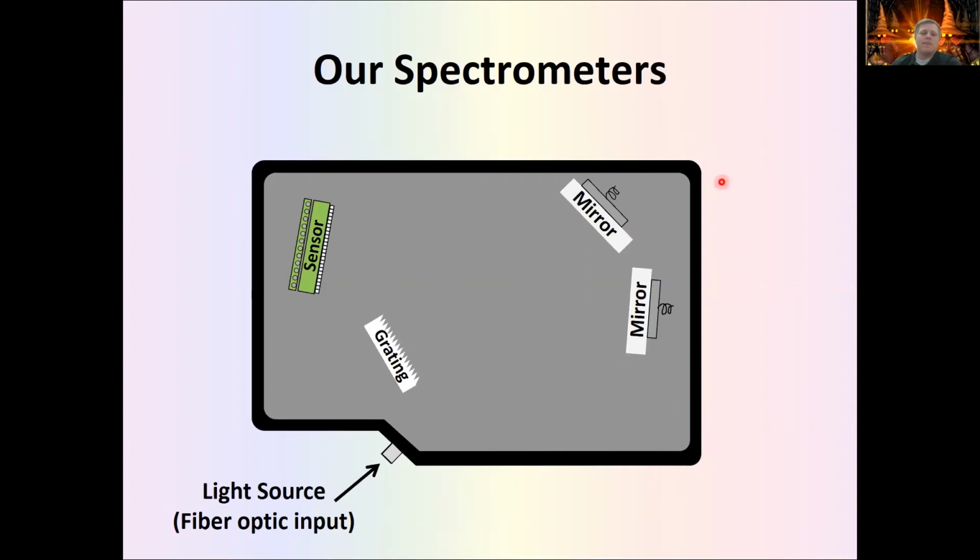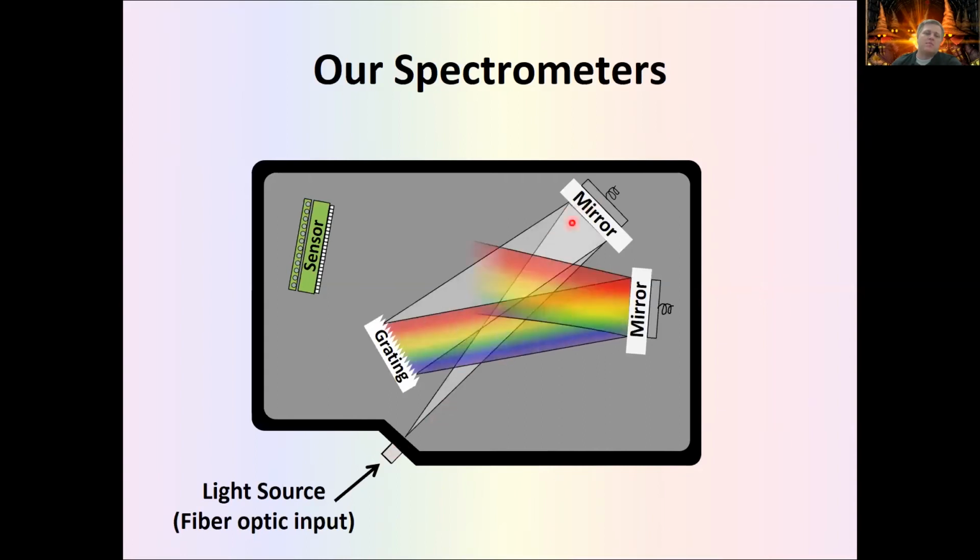So this is an actual diagram of the spectrometers that we use in this lab, where we have a fiber optic leading the light in here, and that light hits a mirror that bounces it onto a diffraction grating that then shines it onto a mirror that hits our sensor, which is a photodiode array. And so we actually have our samples in our experiments coming before the light hits the wavelength selector.